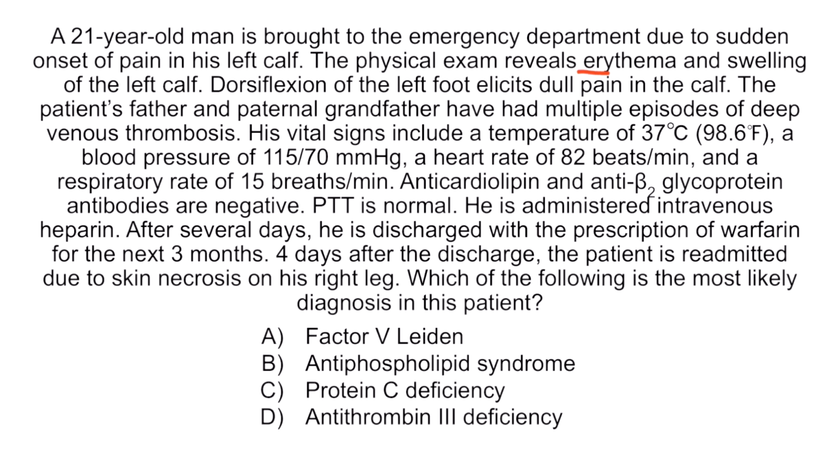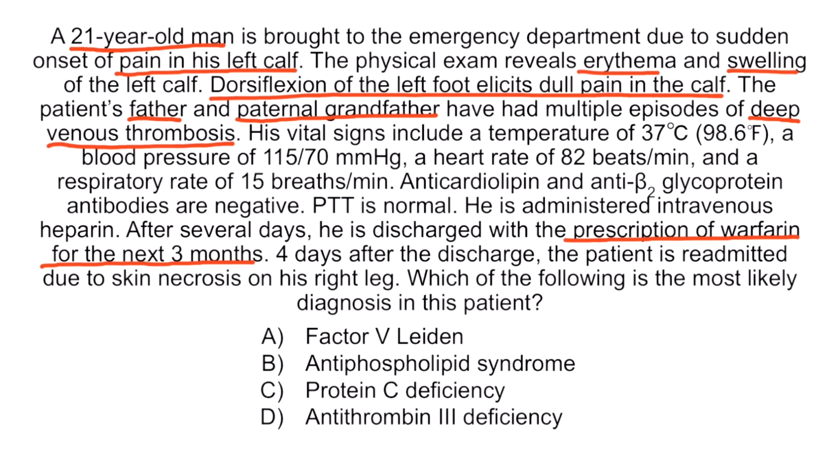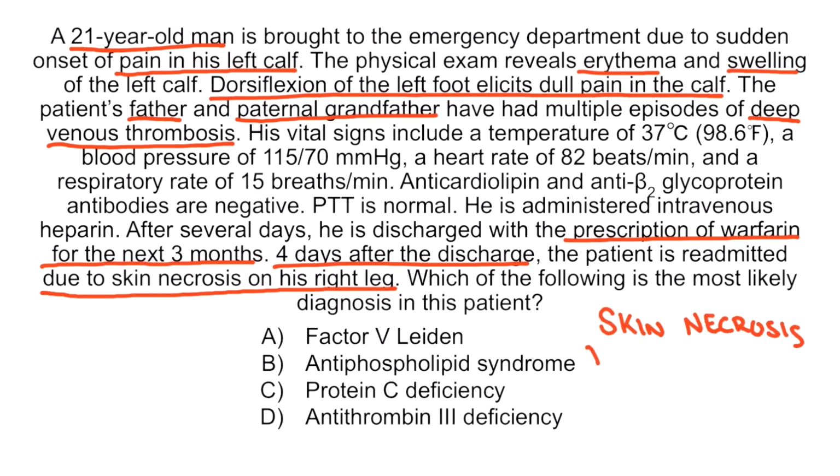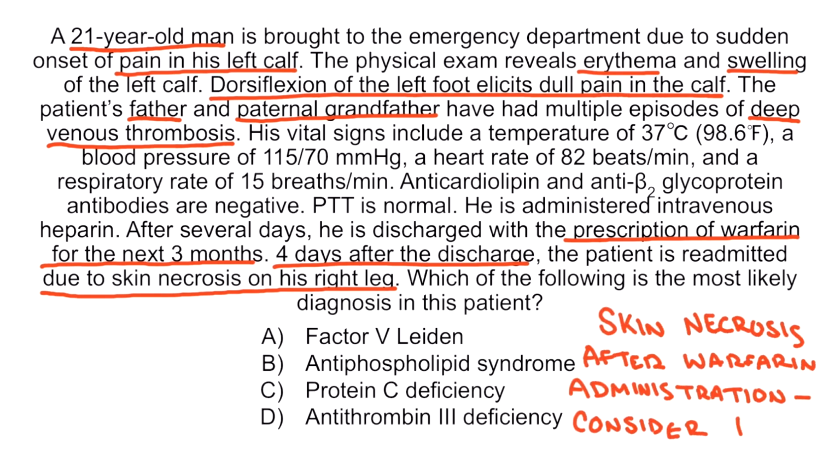The patient presents with erythema, swelling, and pain in his left calf. Dorsiflexion of the left foot elicits dull pain in the calf. This is the positive Homans sign suggesting a DVT. Considering his young age and positive family history of DVT across multiple generations, this patient likely has an inherited prothrombotic disorder. After several days, he is discharged with a prescription of warfarin for the next 3 months. 4 days after discharge, the patient is readmitted due to skin necrosis in the right leg. Warfarin-induced skin necrosis is commonly seen in patients with protein C deficiency.